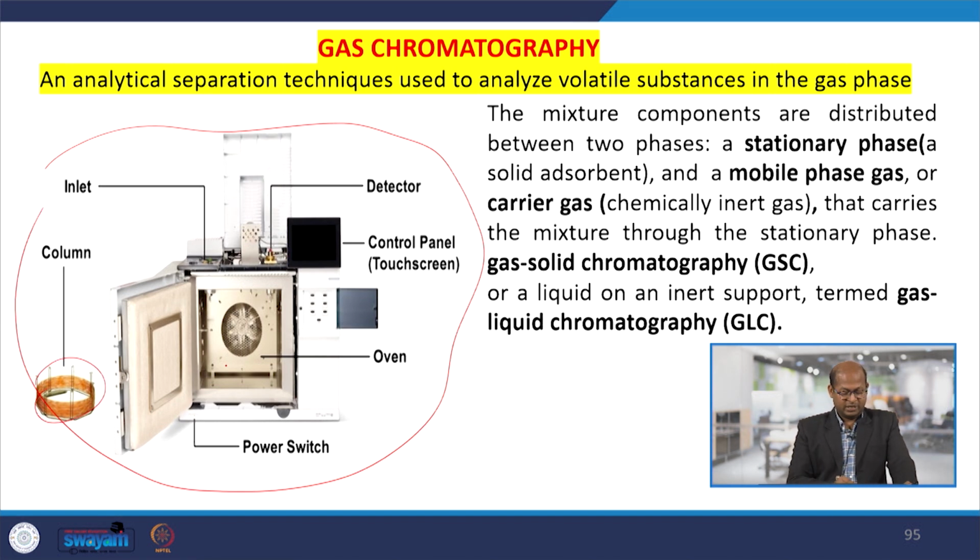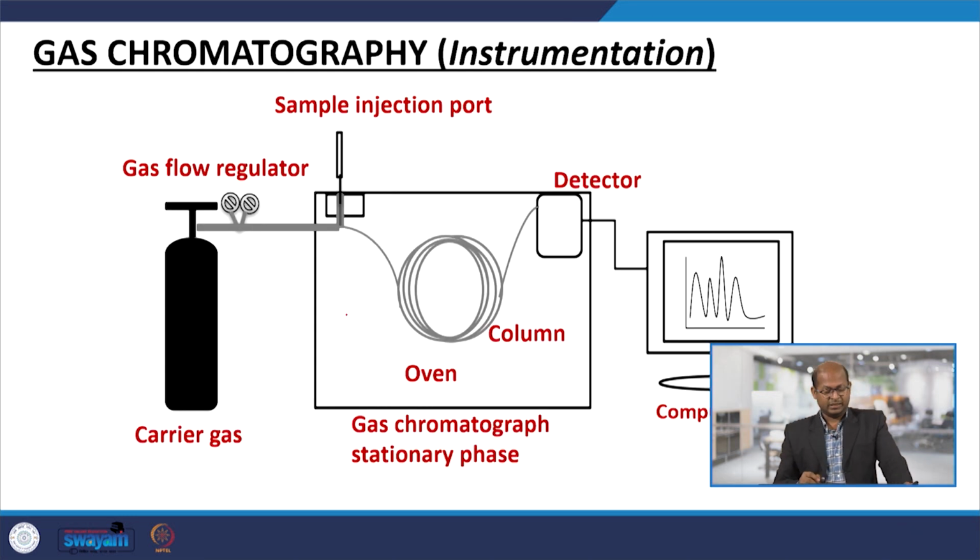This is the GC column that would be placed here, and this is the inlet point, this is the detector point, and this is the oven. Okay. So, this is the switchboard. So, these are analytical techniques. If you look, this is a schematic diagram.